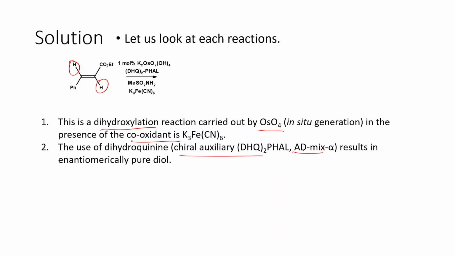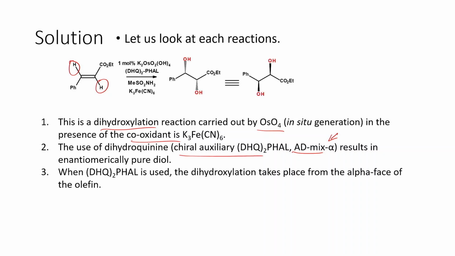So here this asymmetric AD is nothing but asymmetric dihydroxylation. Mix means that it is the mixture that is used, and it gives the alpha isomer. So this is the main thing. Alpha means below the plane, so that is the only thing you have to remember. And this reaction, when we use DHQ2 PHAL as the ligand, leads to dihydroxylation from the bottom face. So that is the main thing we have to remember, and this gives an enantiomerically pure diol.